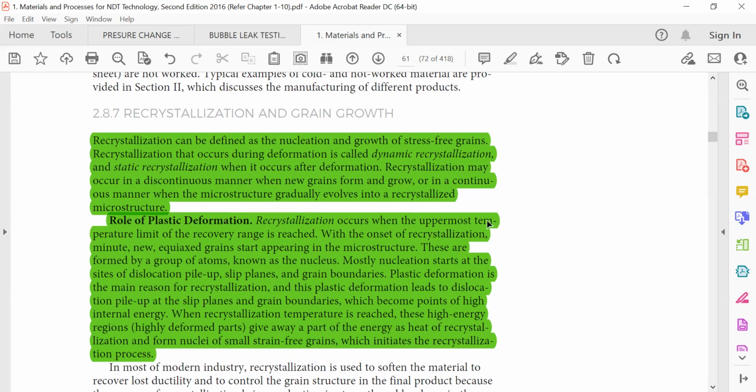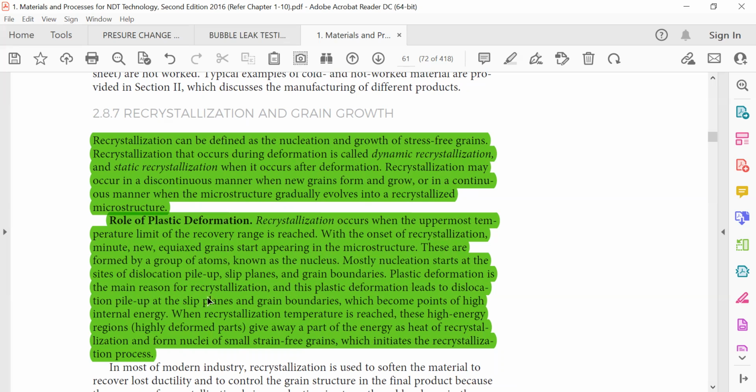Recrystallization occurs when the upper temperature limit of the recovery range is reached. With the onset of recrystallization, minute new equiaxed grains start appearing in the microstructure. These are formed by a group of atoms known as the nucleus. Mostly nucleation starts at the sites of dislocation pileup, slip planes, and grain boundaries.